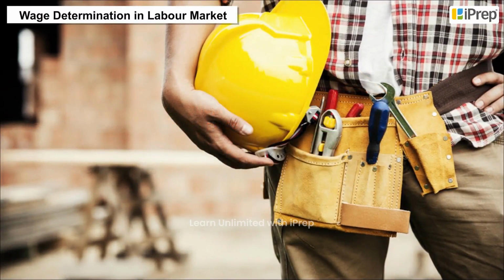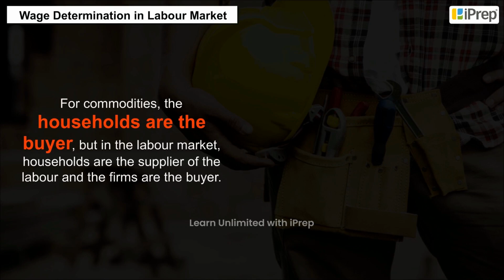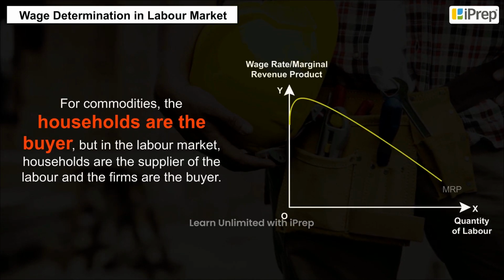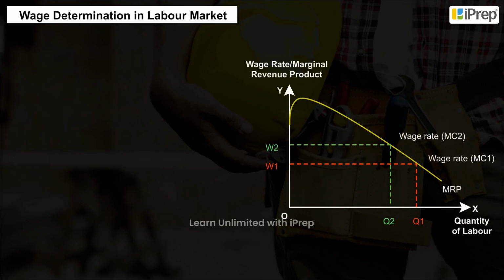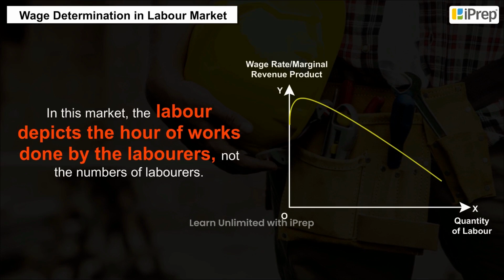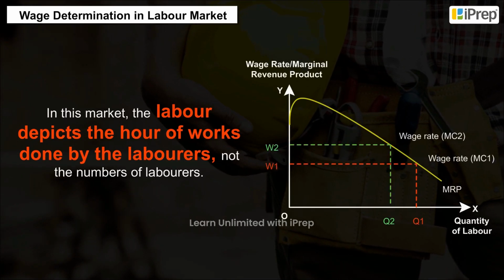Wage determination in labor market. For commodities, the households are the buyer, but in the labor market, households are the supplier of the labor and the firms are the buyer. In this market, the labor depicts the hours of work done by the laborers, not the number of laborers.